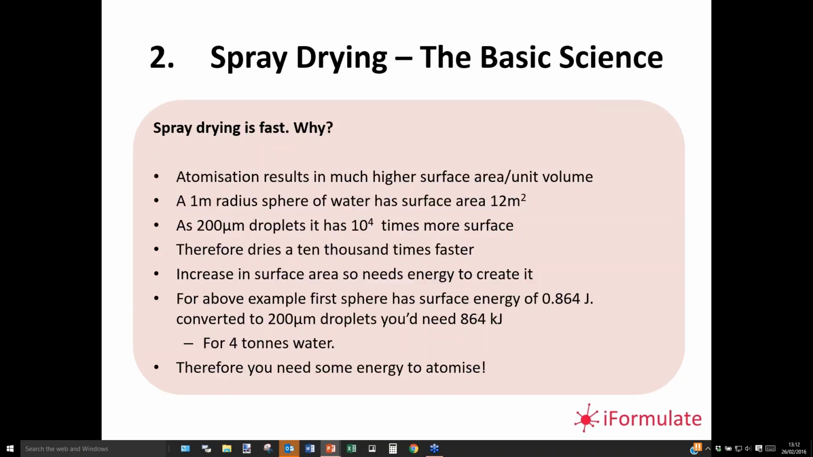So what about the basic science? Drying happens at the interface between the droplet and the hot air. Therefore, surface area is critical to the speed at which this can happen, and this is why spray drying is so fast. Atomizing the liquid into small droplets rapidly increases the amount of surface to dry, and so speeds up the process. This increase in surface area also leads to an increase in surface energy because of surface tension. So you need to put some energy into the system to do this, and that's why atomization is so important in this case as well.